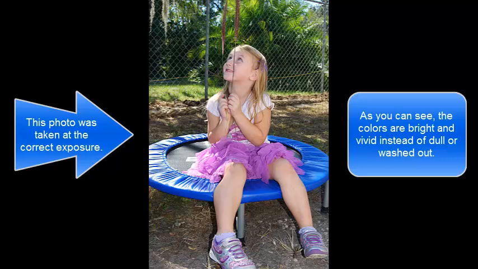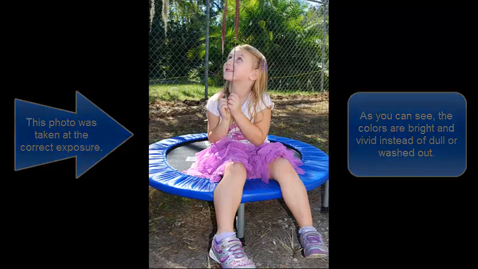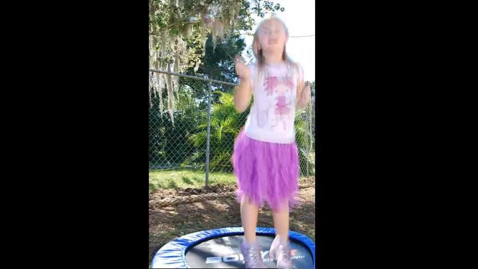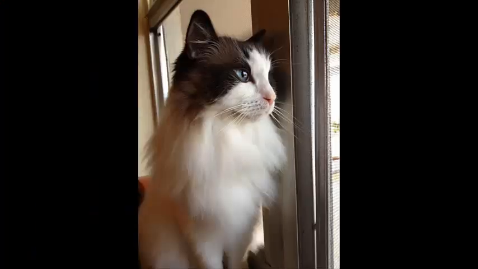Understanding the exposure triangle and how to change your aperture, shutter speed, and ISO will enable you to do a lot more than just get the proper exposure. It will also allow you to control your depth of field, stop motion or show blur in your photographs, and take photographs in low light situations.